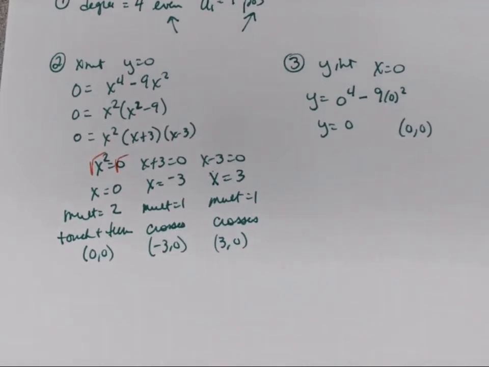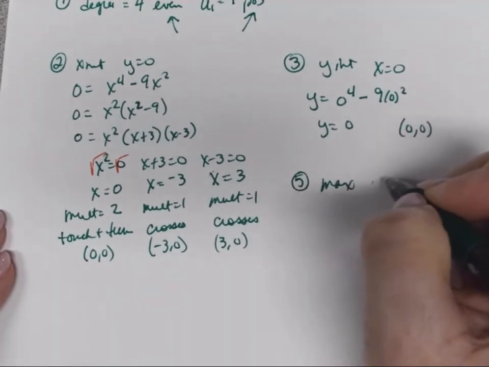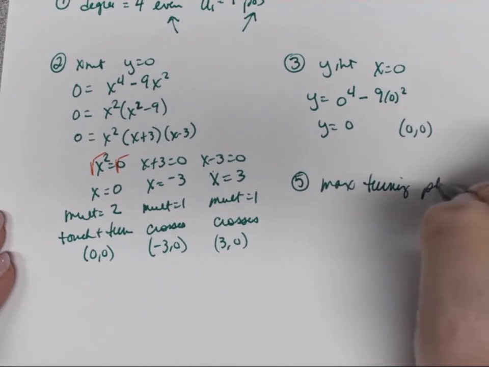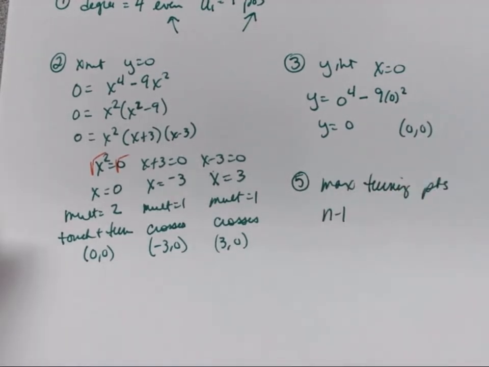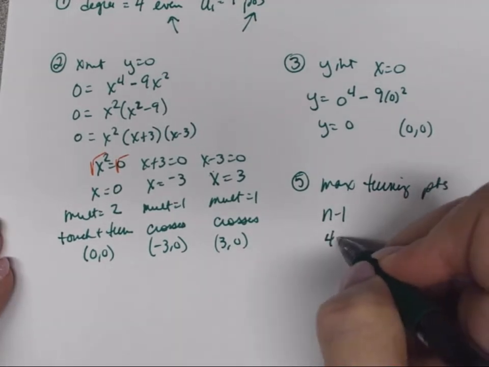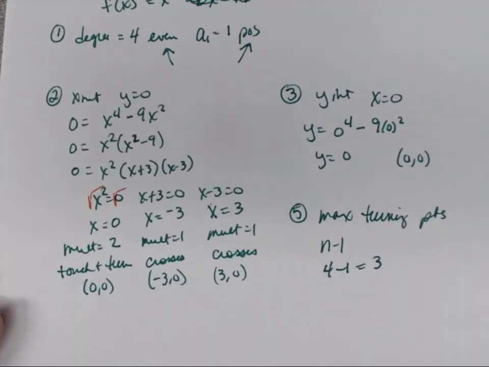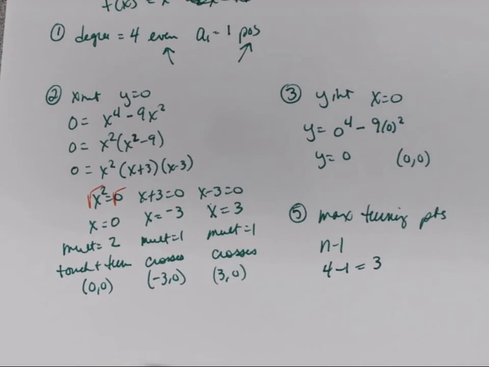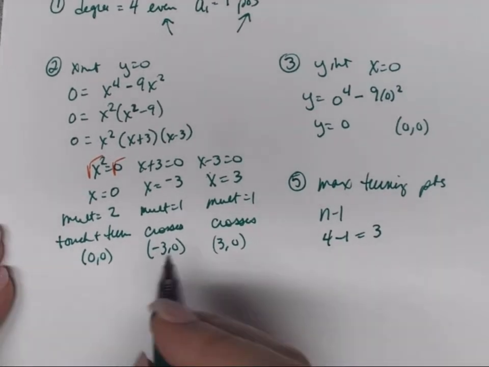But we also need to find our max number of turning points. This is something I will ask you on the exam, so you need to know this. It's very simple if you know what it is. It's n minus 1. n is the degree, which we already found, so it's 4 minus 1. It's the highest degree, which will get us 3. So on our graph, we shouldn't have more than 3 turning points, and that's all we're going to use that for. All right, so let's go graph it.